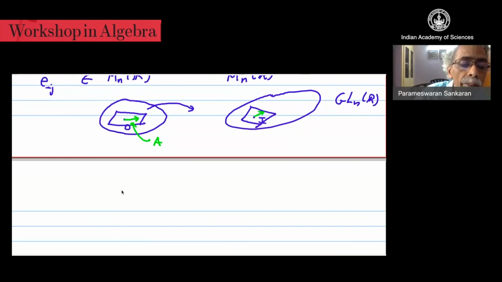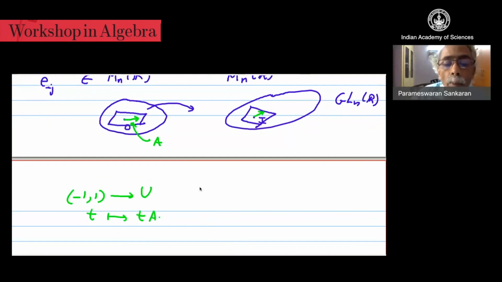So ta, right? So I have a smooth curve. If you like, you can write -1 to 1. It doesn't really matter. This space in here, U, is just t goes to ta. And now apply exponential. Then I will get the curve. The composition will be, of course, taking values in the GLn. So this is just a straight line curve. Here it's going to be a curved thing like that. Okay, so maybe I should have drawn. And t will go to e power ta.